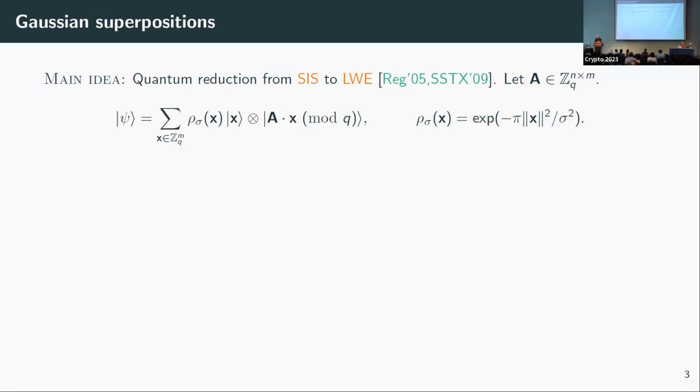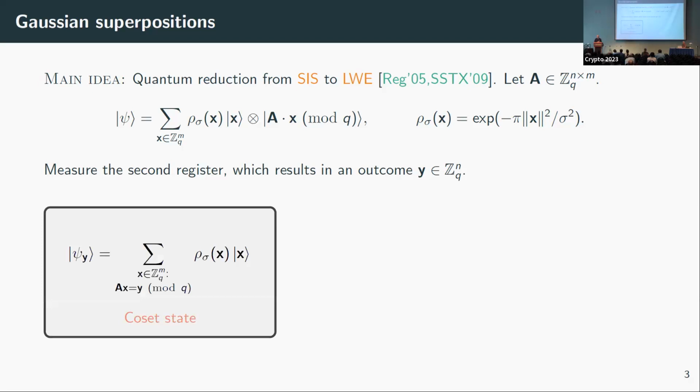And let's consider the following state. It's a superposition of Gaussian weighted vectors x. And we compute A times x in a second register. Here, the superposition is weighted by the Gaussian measure, and it's unnormalized for simplicity. So what can we do with the state? If we measure the second register and observe some image, let's call it y, we get a really interesting state. We get this coset state, which consists of all Gaussian x that satisfy the constraint A times x equals y.